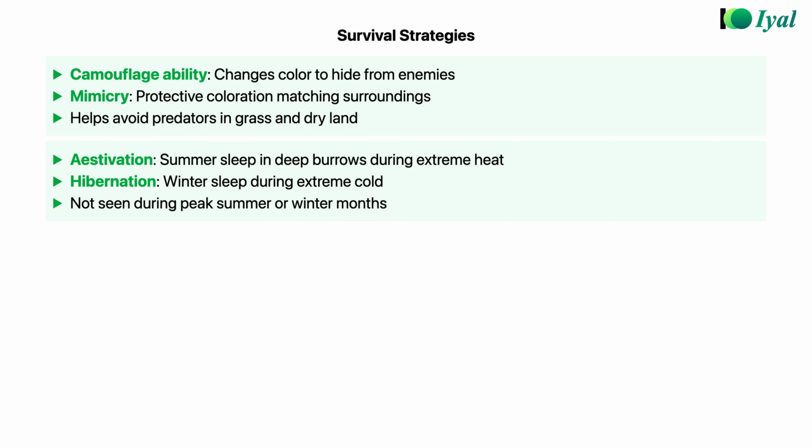You've probably noticed that frogs seem to disappear during the hottest summer months and the coldest winter months. That's because they practice what we call aestivation in summer and hibernation in winter. They dig deep burrows and go into a kind of sleep to protect themselves from extreme temperatures. It's their way of surviving conditions that would otherwise be deadly.